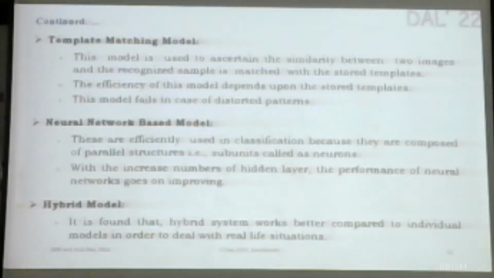Coming to the neural based model, these are efficiently used in classification because they are composed of parallel structures called neurons. There are different types of neural networks based on the classification task in pattern recognition, such as artificial neural networks and fuzzy models. To improve the performance of the neural network model, we can increase the number of layers in the model.